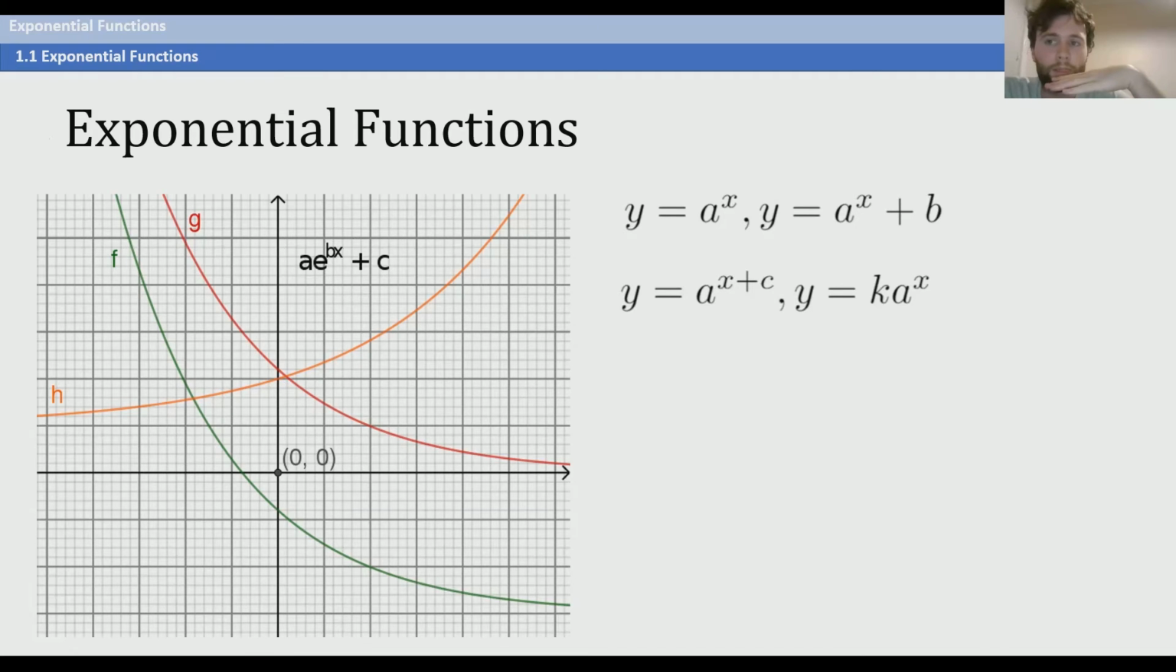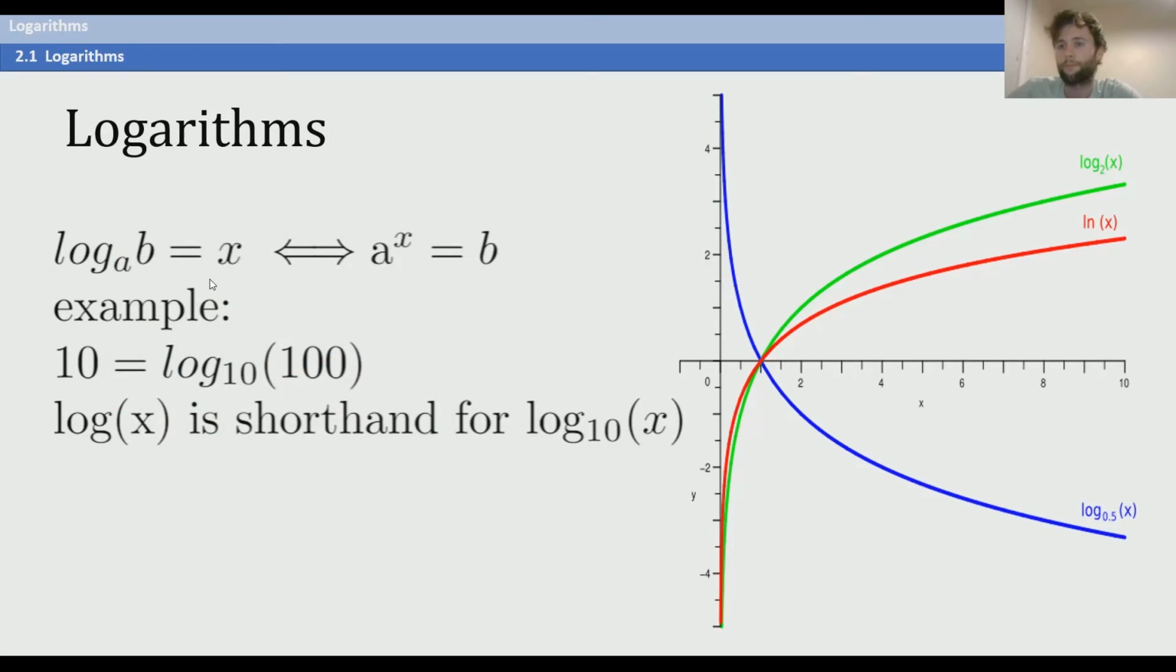So you can see c is going to shift the whole graph up, but a is going to adjust the rate at which it's increasing. But the biggest thing which is going to increase the rate at which it's increasing is this b, because it's going to increase exponentially.